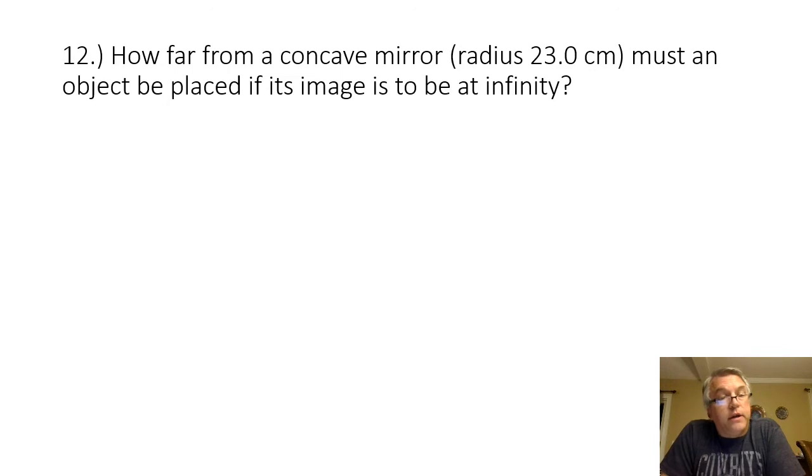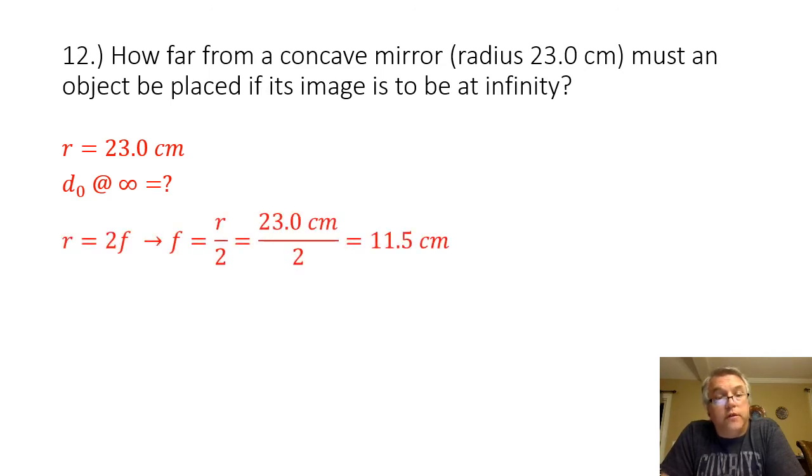So if my radius of curvature is 23.0 centimeters, I need to find the focal length. The radius of curvature is 2 times the focal length, so the focal length is going to be half of my radius of curvature. Half of 23.0 centimeters is 11.5 centimeters. So the object distance has to equal the focal length, which is 11.5 centimeters.